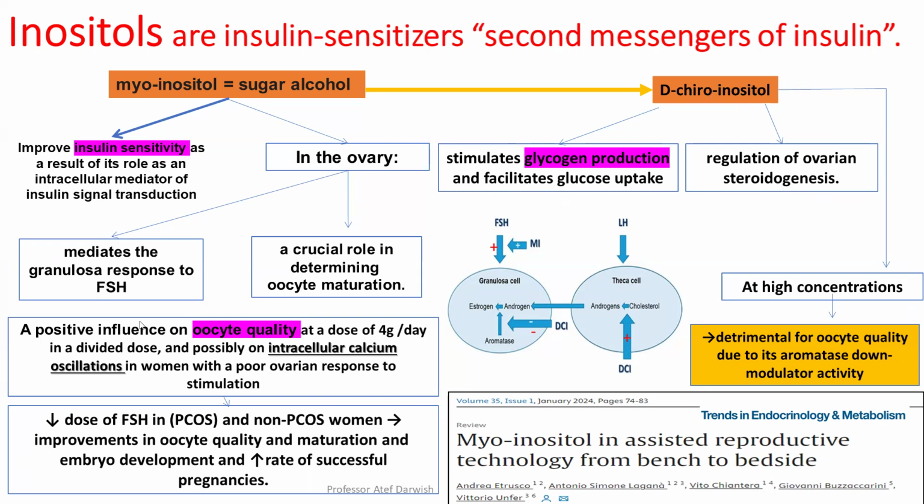In the ovary, myo-inositol mediates the granulosa response to FSH and has a crucial role in determining oocyte maturity. Oocyte quality is improved by myo-inositol due to intracellular calcium oscillation, and this is essential. So a decreased dose of FSH in PCO and non-PCO patients will lead to improvement of oocyte quality and an increased rate of successful pregnancy. If the dose of D-chiro-inositol is increased, as I told you, a high dose of D-chiro-inositol has a deleterious effect on oocyte quality and aromatase inhibition.